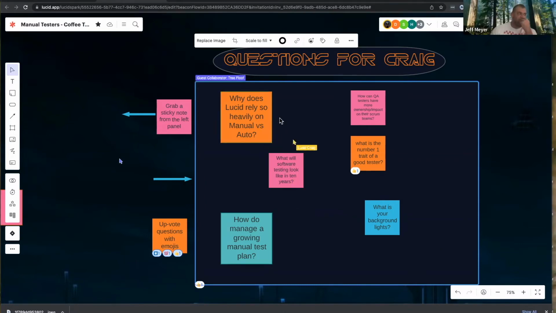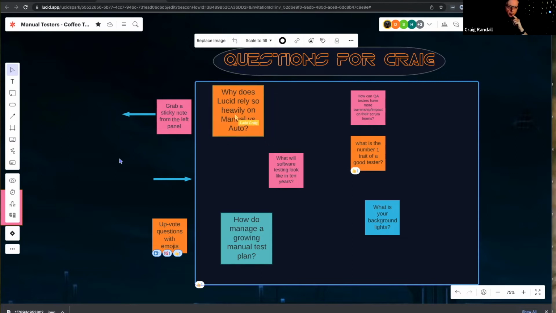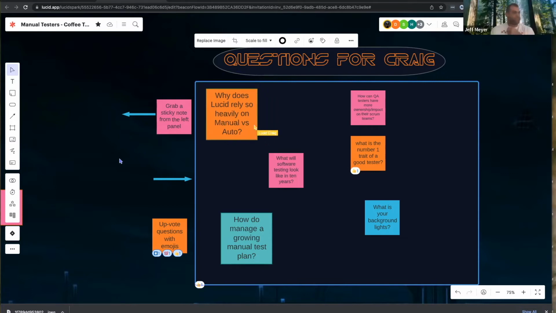All right, Craig, we have this question. Why does Lucid rely so heavily on manual testing versus automation? Yeah. So first of all, it's not manual versus automation. They are two sides of the same coin, and they serve two separate purposes, and you should be doing both.